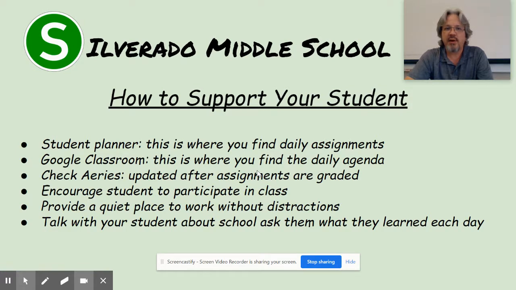So if you go to Aries right now, you can see what their current grade is, what assignments have been done, what their score was, and if there were any missing assignments. So I encourage you to check Aries constantly. You can also check the attendance records there as well.